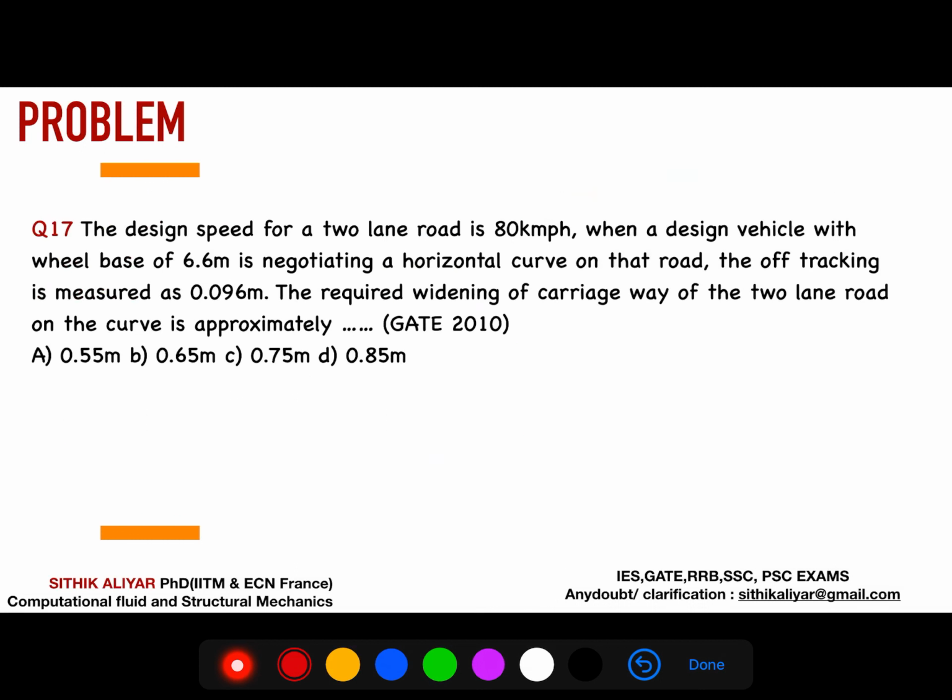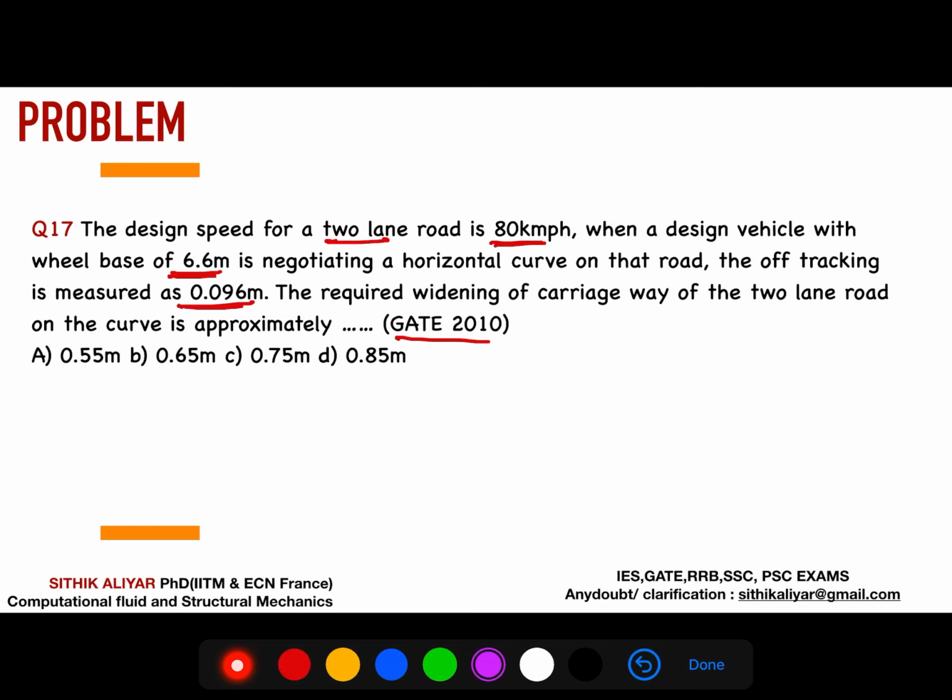So the last question for this session, this is a GATE 2010 question. They have given a design speed for a 2-lane road as 80 km per hour. Okay, they have given a 2-lane road and the design speed is 80. When a design vehicle with a wheelbase of 6.6 meter is negotiating a horizontal curve on that road, the off tracking is measured as 0.096 meter.